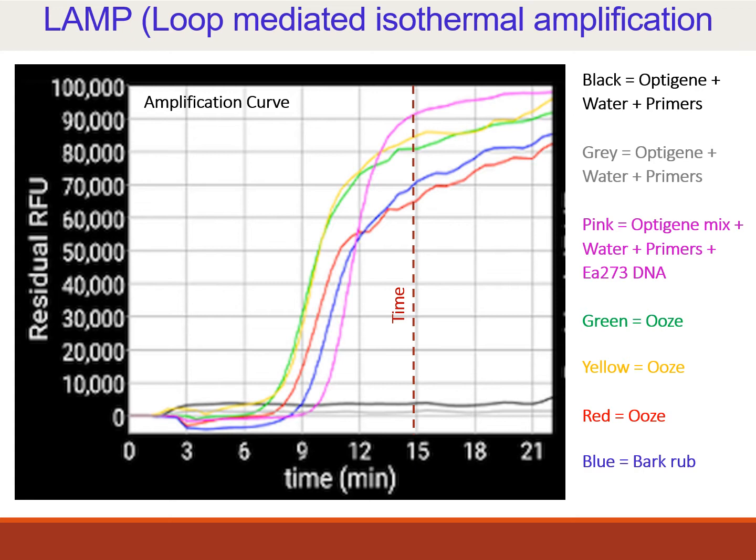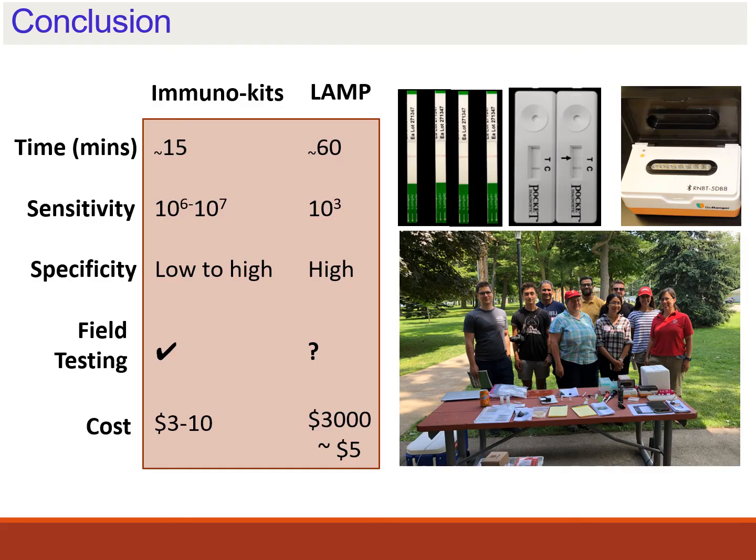So within 15 minutes it is possible to tell if the sample is positive and has fire blight infection or not. In conclusion, immunokits are more time efficient, but their sensitivity is lower than LAMP. They are also less specific compared to LAMP.